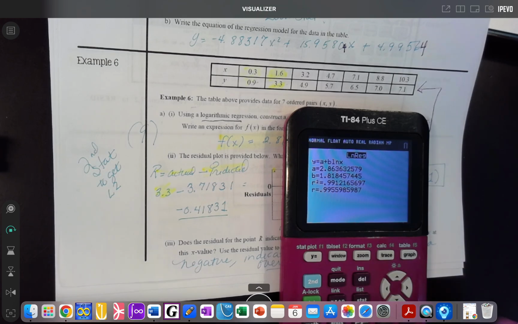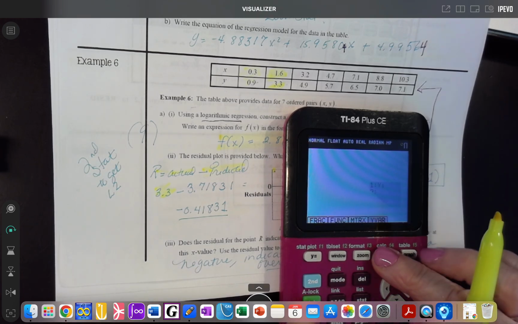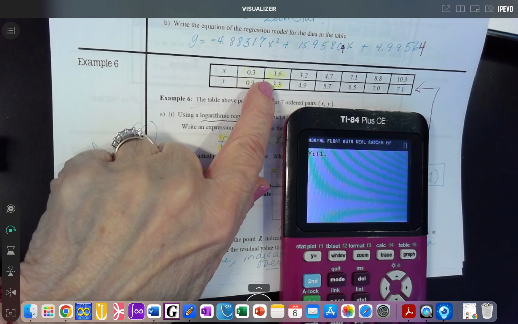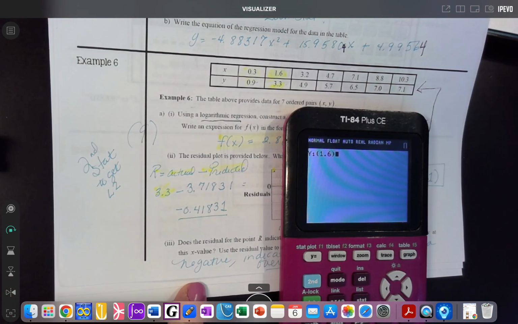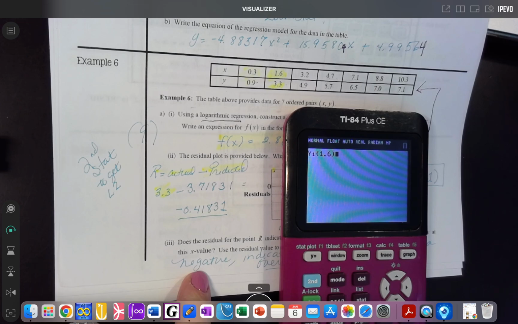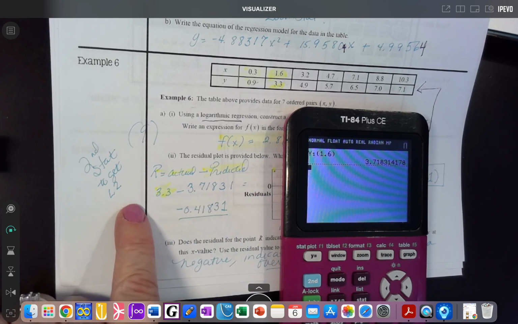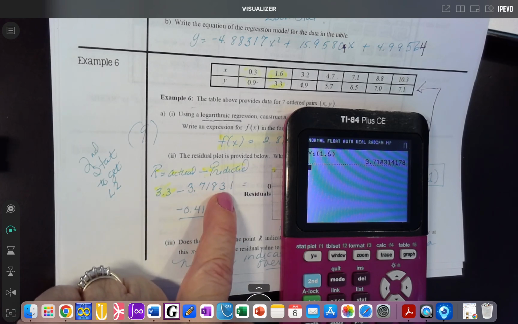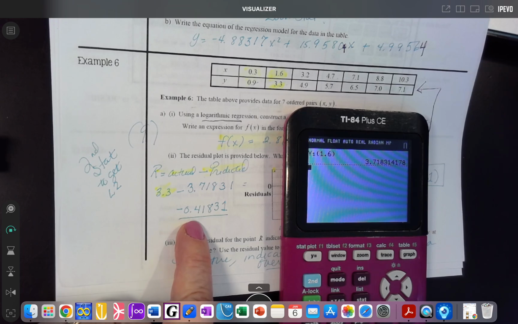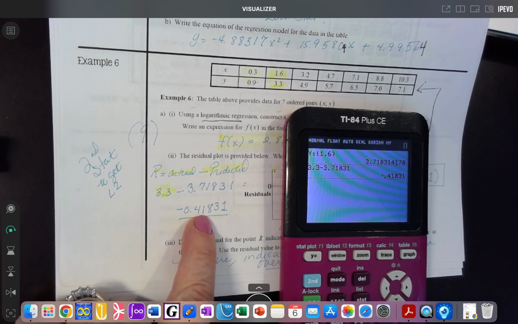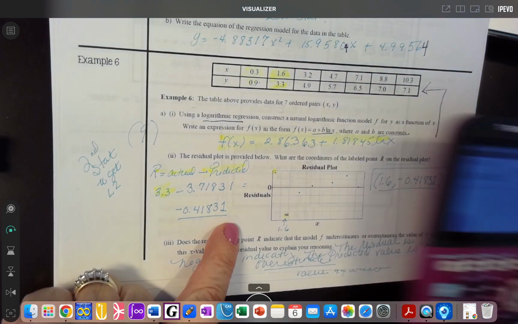So let's go again to get our y1, and I want to put in 1.6. This is going to be using my equation to tell me what it is at 1.6 instead of the actual. And it comes out to be 3.71831. So if I do actual minus predicted, I get negative 0.41. So let's do it. 3.3 minus 3.71831, and you get negative 0.41831. All right, and so that's what they asked you to do.